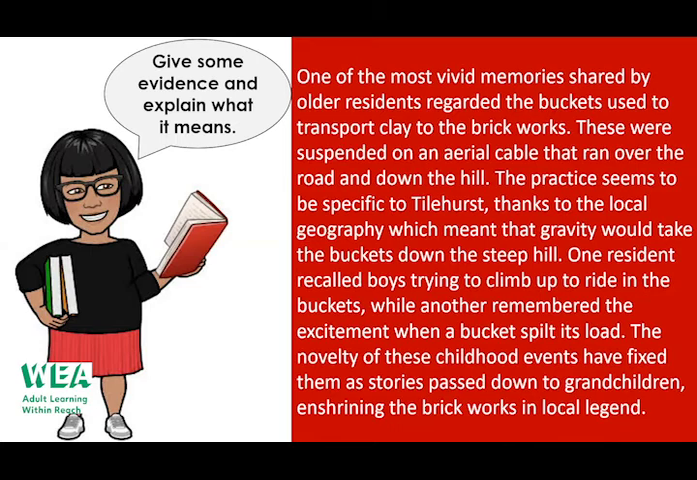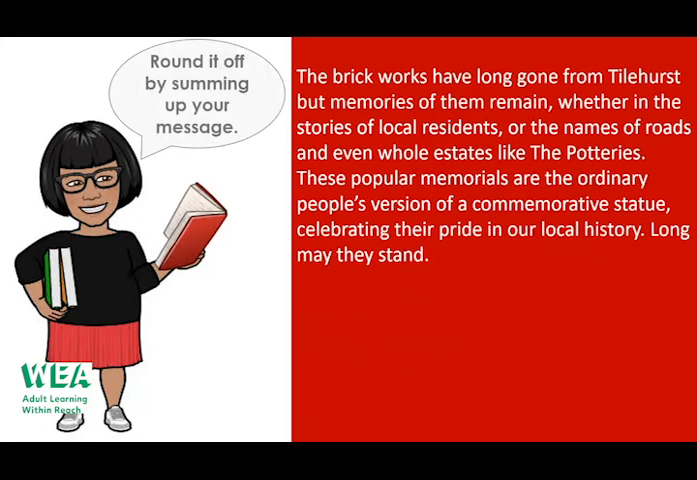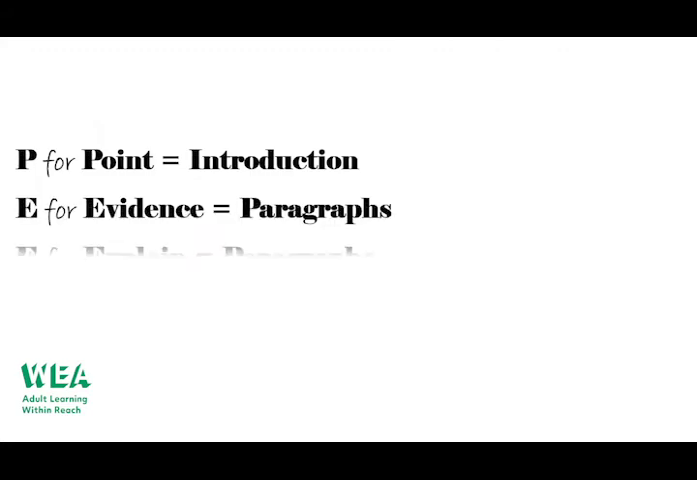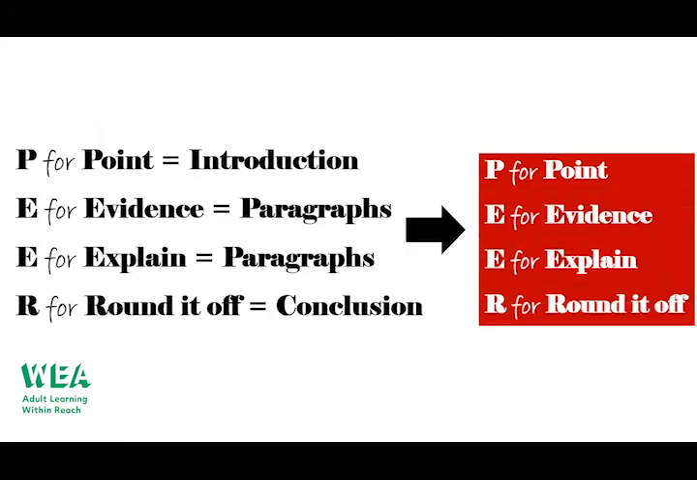Then finally, you would round the whole article off by drawing out some conclusions about the topic. These would look back at the points you'd made in your paragraph and how they told you something about your overall topic. So there's the PEER structure in action again. In two places this time. First of all, we're thinking about it at the article level, but then we're also thinking about it at the smaller paragraph level.